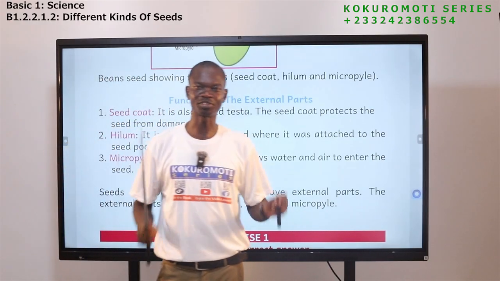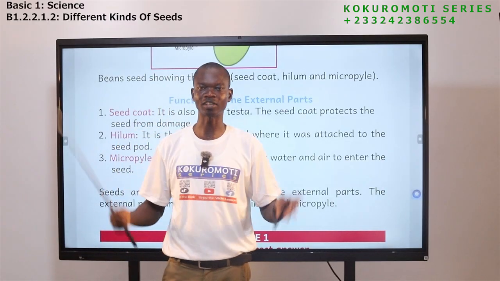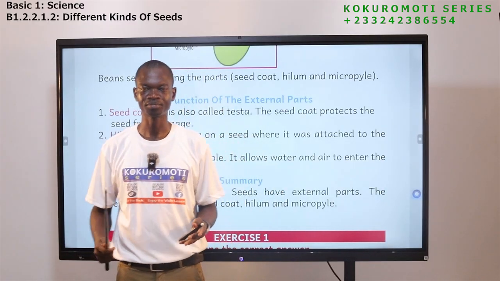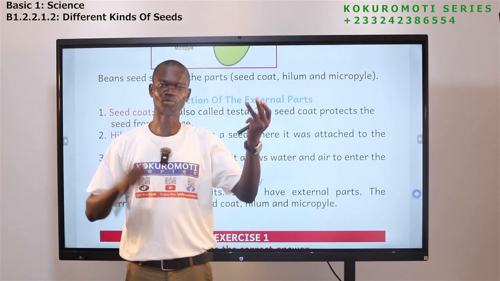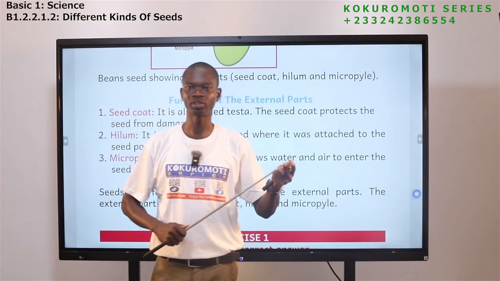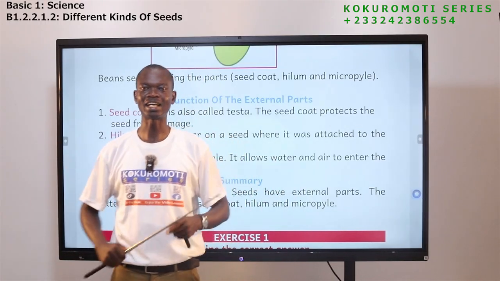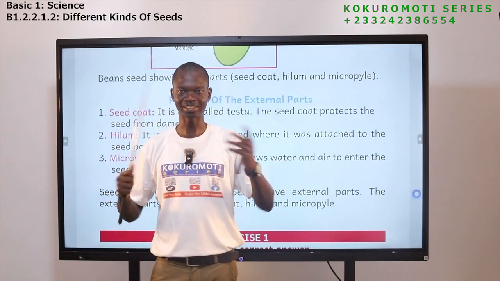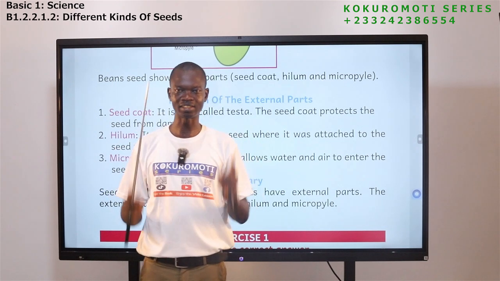How many parts of a seed have you learned today? We have learned about three. What are they? One, the seed coat. Two, the hilum. Three, the micropyle. The seed coat or the testa, they are the same thing. That is the one that covers the seed.